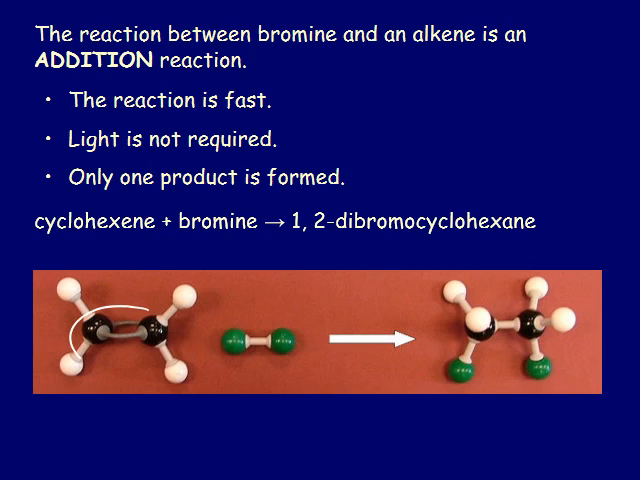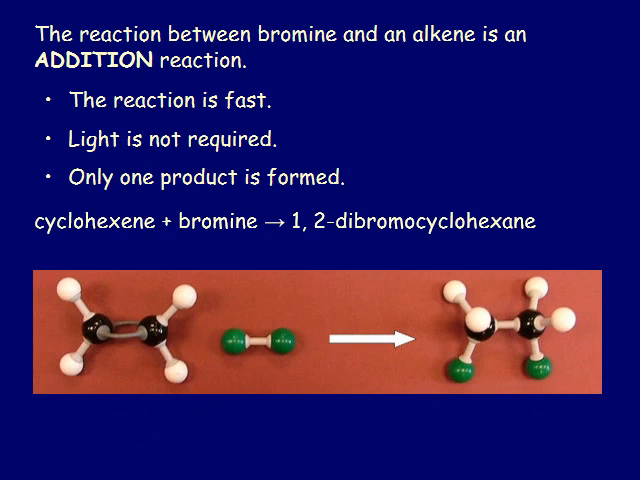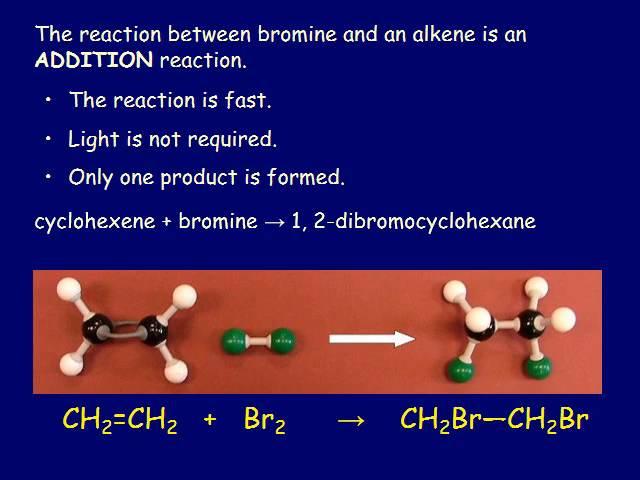You can see that the double bond has been broken by the addition of one of the bromines and then addition of the subsequent bromine to give a dibromoalkane. Only one product. There we have the equation. This time it's ethene plus bromine gives 1,2-dibromoethane.